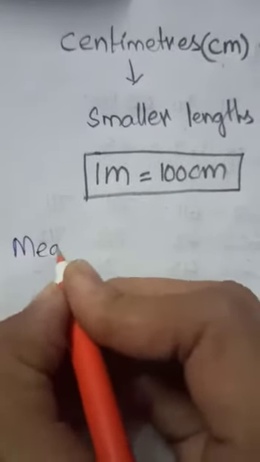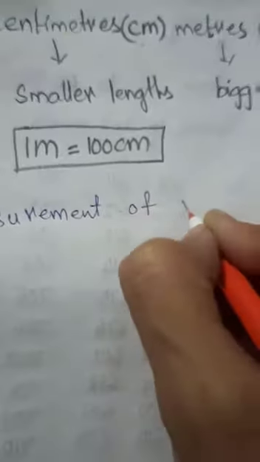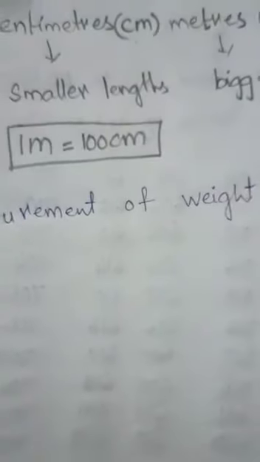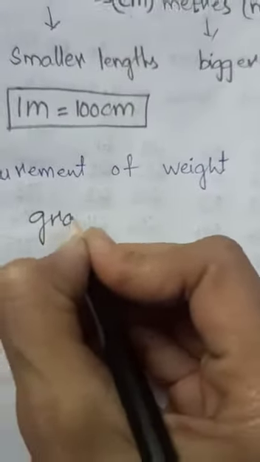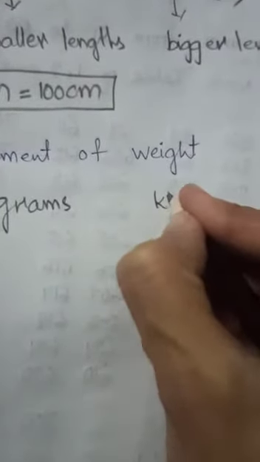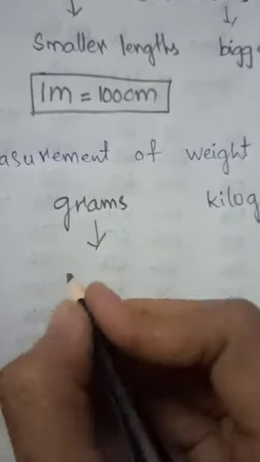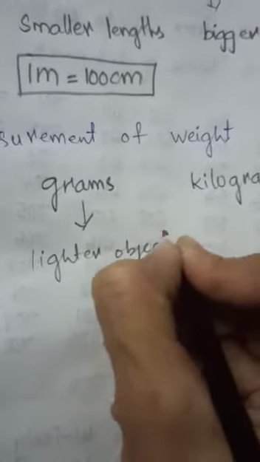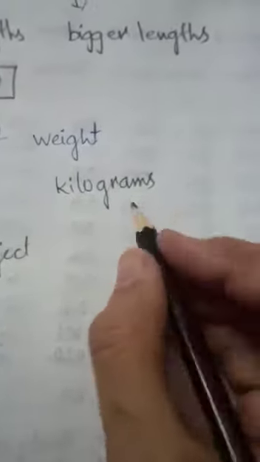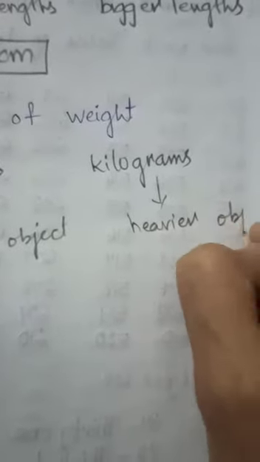Next we have measurement of weight. The standard units of weight are grams and kilograms. These grams are used to measure lighter objects or lighter weight, and these kilograms are used to measure heavier objects or heavy weight.